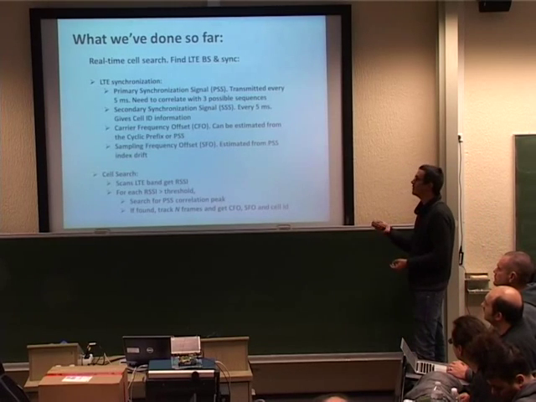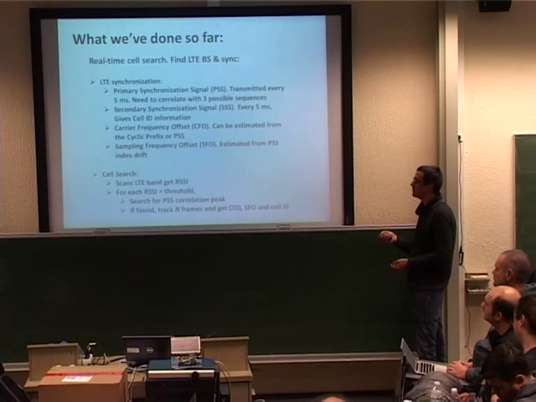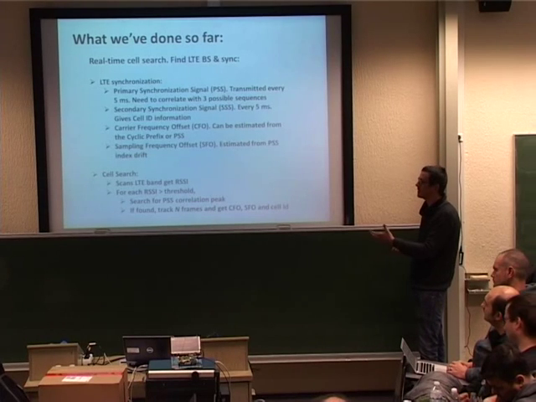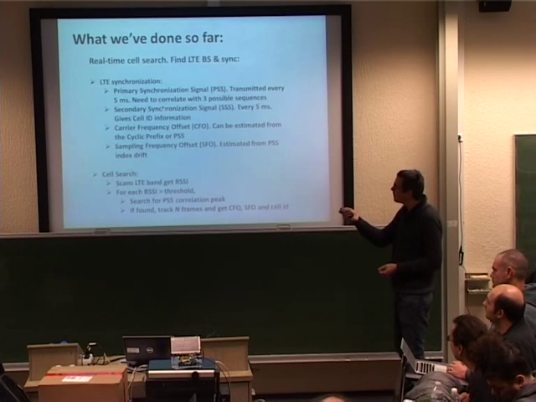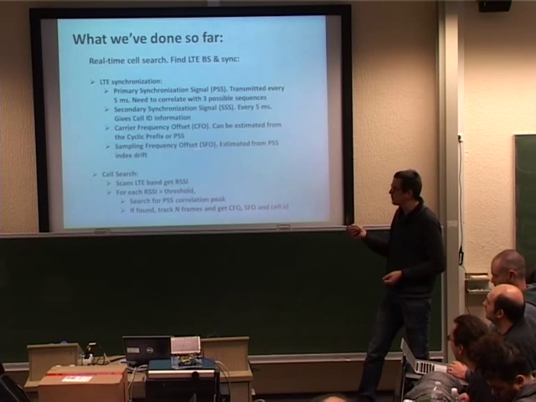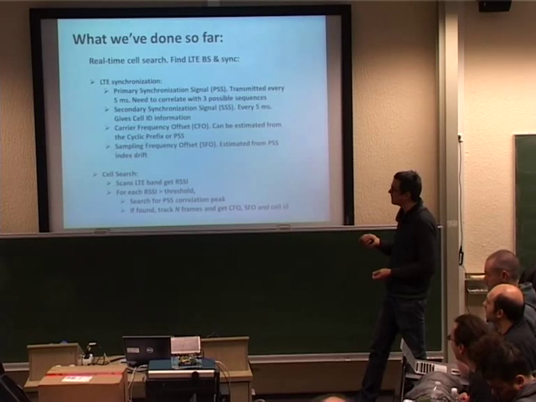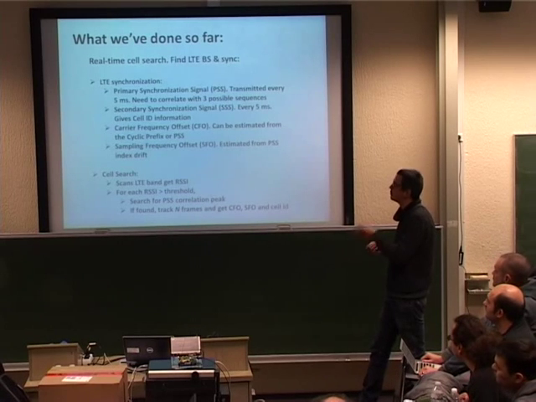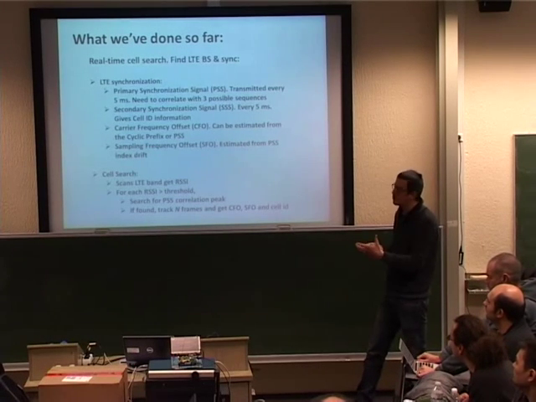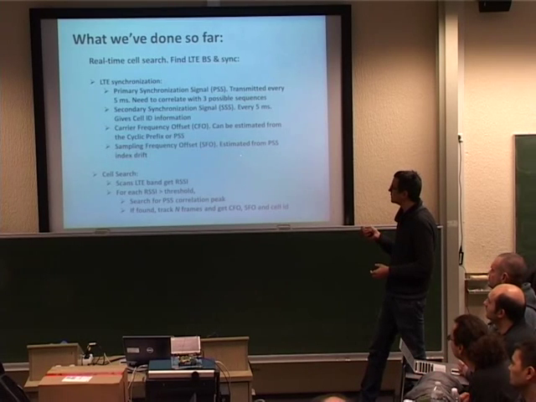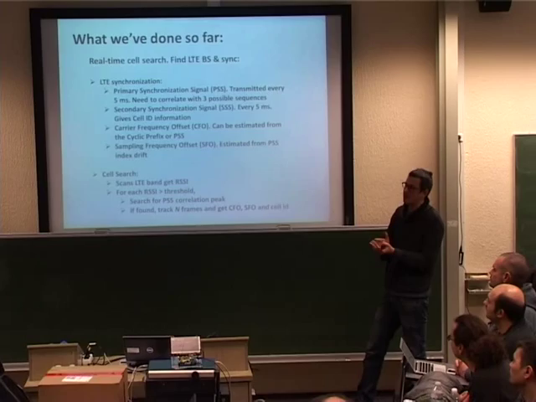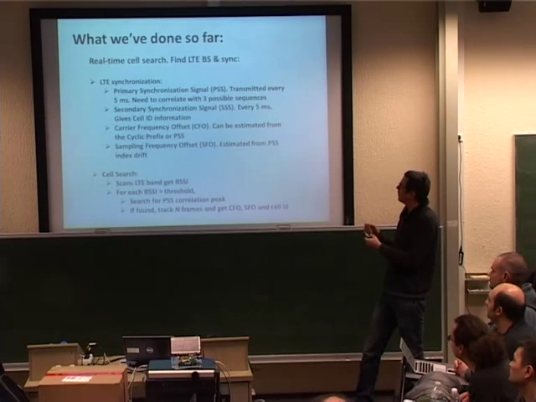You also have to do carrier frequency offset estimation, and in most cases, sampling frequency offset estimation. The CFO, you can estimate it from the cyclic prefix or from the PSS. What we do is to use the PSS because it's more accurate. And to estimate the sampling frequency offset, you observe the variation in the times that the PSS has been sent.